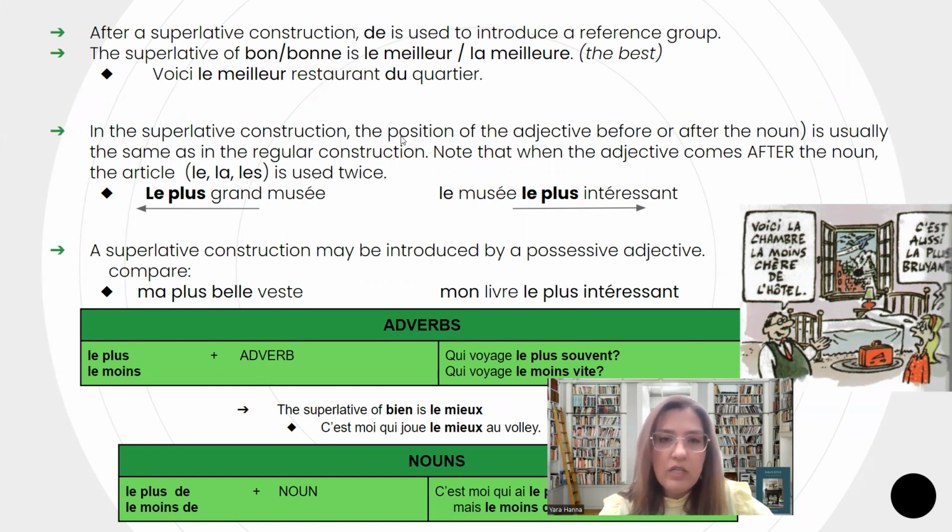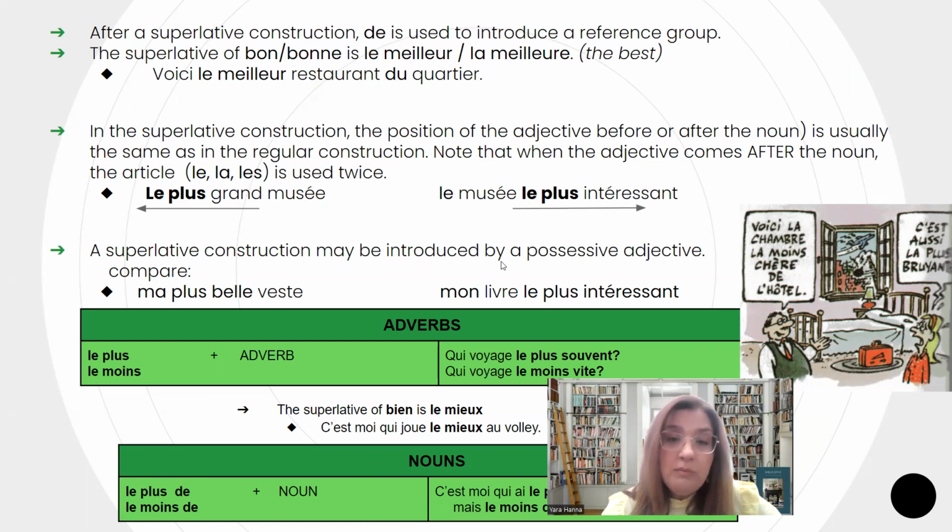In the superlative construction, the position of the adjective before or after the noun is usually the same as in the regular construction. Note that when the adjective comes after the noun, the article le, la, les is used twice. So we have le plus grand musée. Le plus grand musée. Where is the adjective? It's before the noun here. So it's usually the same in the superlative construction. Le musée le plus intéressant. Le plus grand musée, le musée le plus grand, or le musée le plus intéressant.